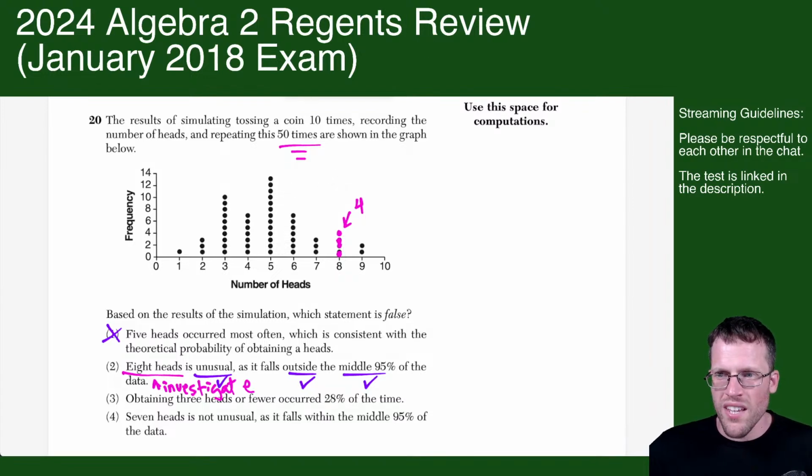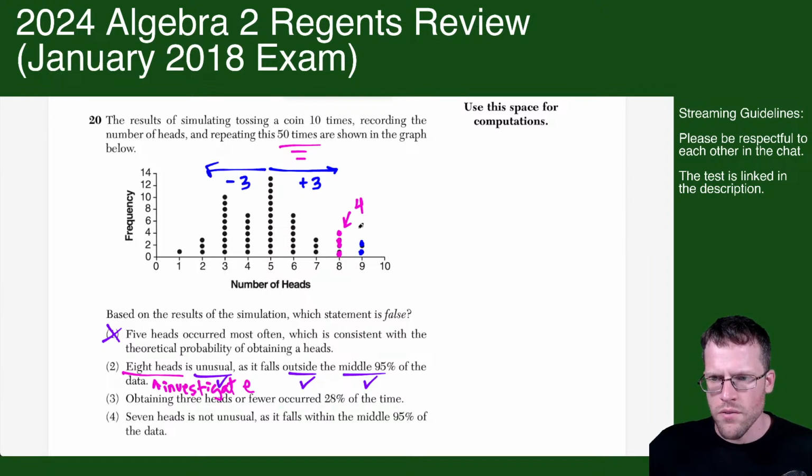Well, we see here the average is 5. Do they tell us the standard deviation? Well, let's just see. 7 heads is not unusual as it falls within. So I would say here this is going plus 3. If I go minus 3, that puts me here. From here to here is plus 3, here to here is minus 3. So 5 plus 3 brings me to 8. However, if we look, see how the plus 3 minus 3 puts me here?